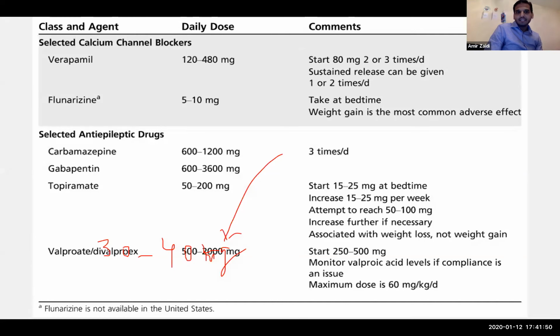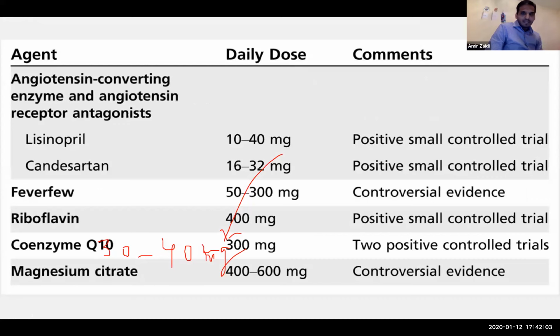The other second line treatment could be gabapentin, could be pregabalin, carbamazepine, or sodium valproate, epilim. These are like a second line medication for the migraine. Angiotensin converting enzyme inhibitors, candesartan has been used. There are some positive trials, and not many trials are there, but there are a few positive trials for the candesartan as well. Then there are some nutritional supplements, riboflavin, coenzyme Q10. They are also part of NICE guidelines for the treatment of migraine, especially the riboflavin.